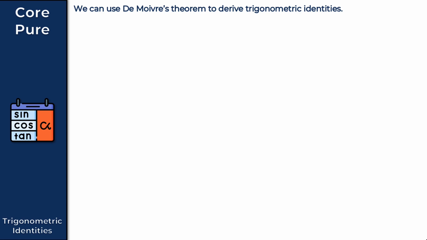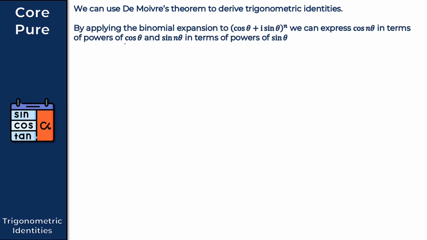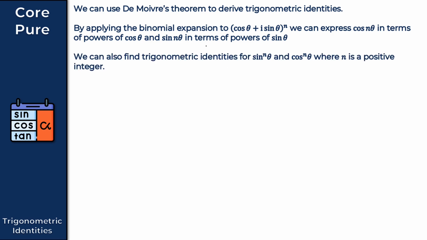In this video, we're going to take a look at trigonometric identities. Now we can use Moivre's theorem to derive trigonometric identities. And by applying the binomial expansion to (cos theta plus i sin theta) all to the power of n, we can express cos n theta in terms of powers of cos theta and sin n theta in terms of powers of sin theta. And we can also find trigonometric identities for sin theta to the power of n and cos theta to the power of n, where n is a positive integer.